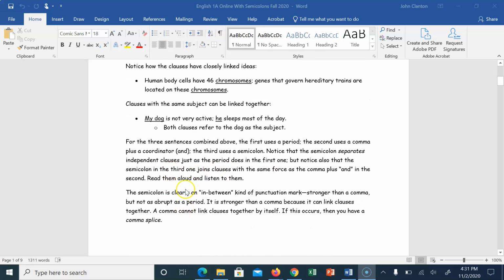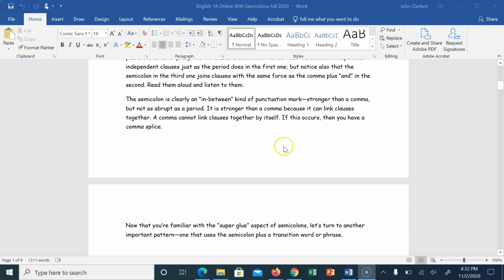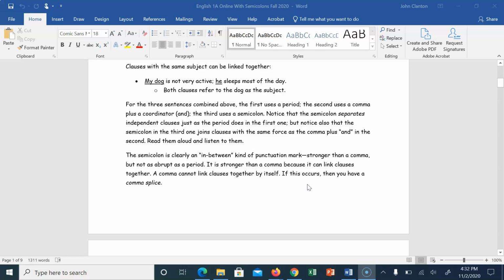Okay, let's review this. So the semicolon is clearly an in-between kind of punctuation mark. It's stronger than a comma, right? Because the comma can't stand alone, but not as abrupt as a period. So we're used to seeing periods and we think, okay, that thought's over, writer's going to move on to something else. It's stronger than a comma because it can link clauses together, right? And you know that a comma cannot link two clauses together, two clauses that can stand alone like a sentence, because you'll have a comma splice. So as you can see, there's like a hierarchy going on, right, with the different levels of punctuation.